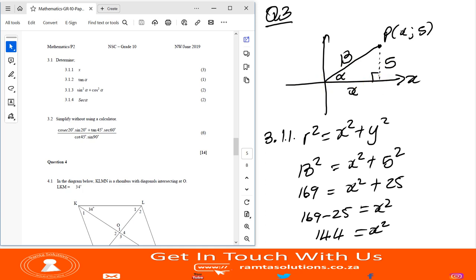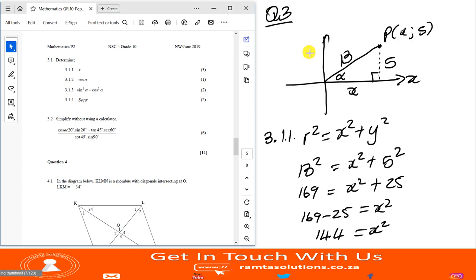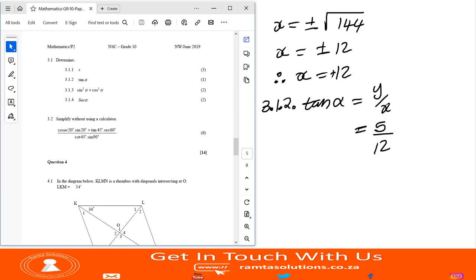Okay, cool. So what is our y value? The y value was 5. What is our x value? The x value was 12. Therefore, tan alpha is 5/12. Remember, guys, tan is opposite over adjacent. Looking at this diagram, the side that is opposite is the y, and the side that is adjacent is the x. The y is giving us 5 and the x is giving us 12. Hence tan alpha is 5/12. Okay, proceeding.